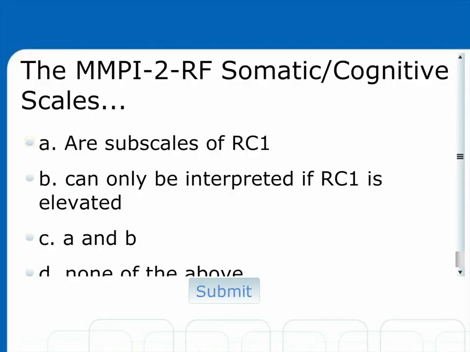For our first review question for this unit, the MMPI-2-RF somatic cognitive scales are A, subscales of RC1, B, can only be interpreted if RC1 is elevated, C, both A and B, or D, none of the above. The correct answer is D, none of the above. Recall that the somatic cognitive scales are facets of RC1, not subscales, and they can indeed be interpreted if RC1 is not elevated.